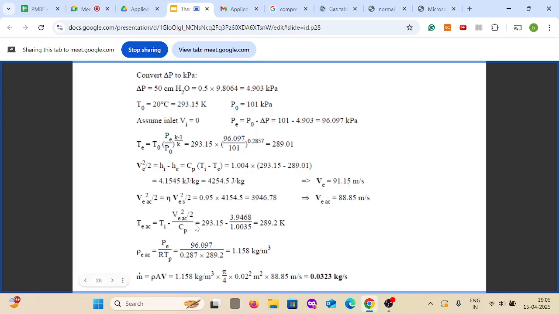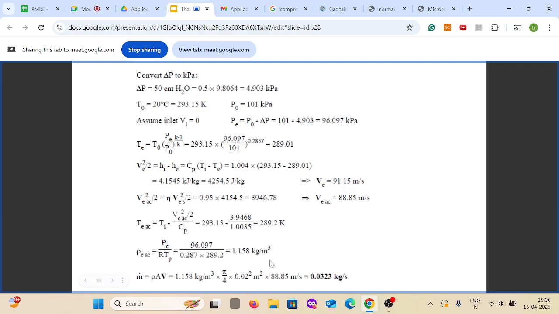So now using this, your Te actual is Ti minus V actual square by 2 Cp. So Te actual comes out to be 289.2 Kelvin, and similarly the density actual at the exit is Pe by RT. So the exit pressure we have calculated is 96.097. We know the temperature 289.2, into R. This comes out to be 1.158 kg per meter cube.